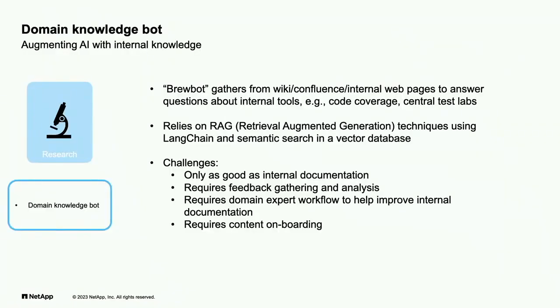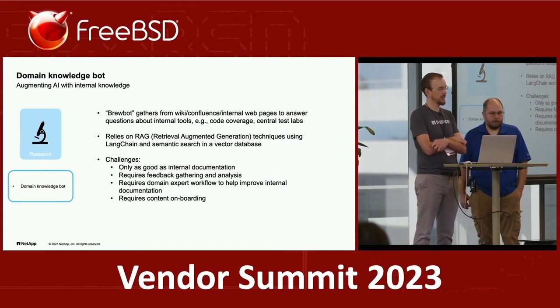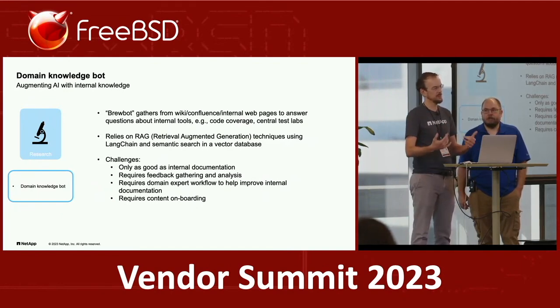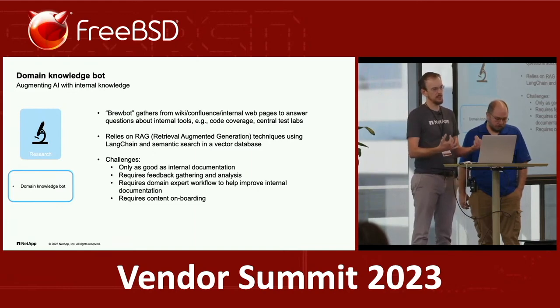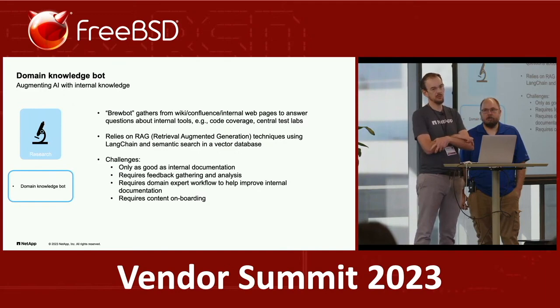And so, okay. Oh yeah, I'll talk about BrewBot. Models, however, only know what was in their training data set, right? So they know nothing about your own internal knowledge. So we have this project called BrewBot that augments our models, I think it's GPT-4 that they use it with, with internal tool documentation, right? So it will gather documentation from various sources, whether it's our older wiki site or Confluence these days, or even internal web pages.